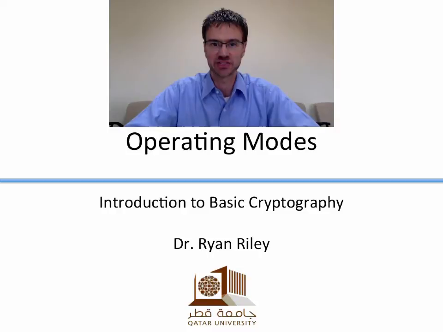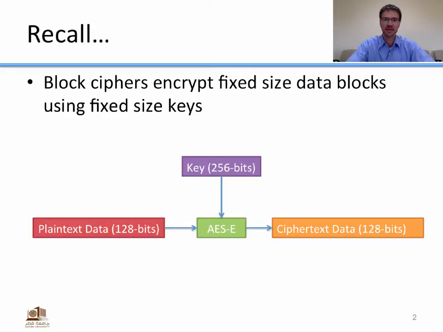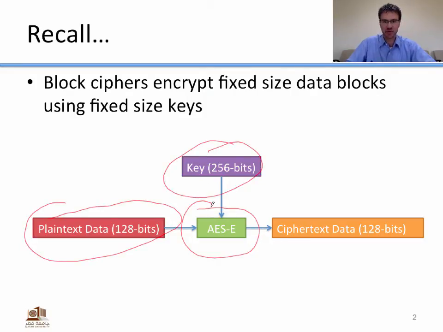Now, in the last lecture, you may remember that we talked about symmetric key cryptography. And in the last part of that lecture, we talked about block ciphers. Now, I want you to recall that a block cipher takes a fixed sized piece of data and encrypts it using a fixed size key. So if we have AES here as our block cipher, then we take a 128-bit chunk of data, a 256-bit key, and when we put those together, we end up with a 128-bit piece of ciphertext.